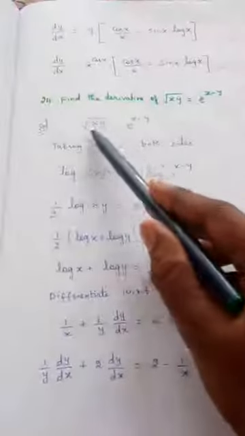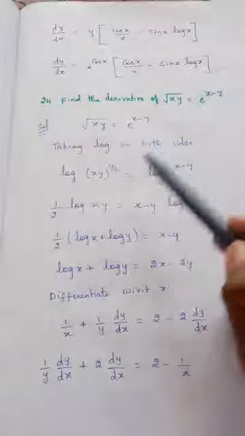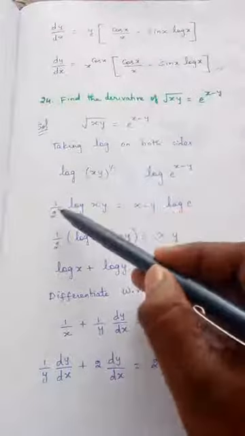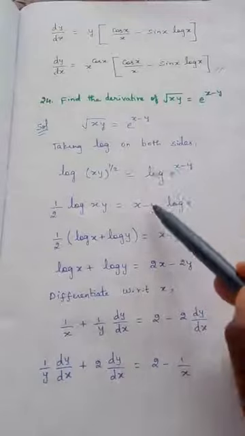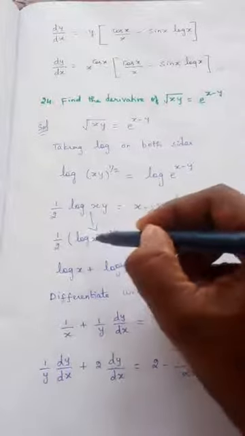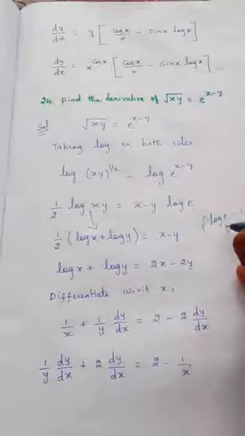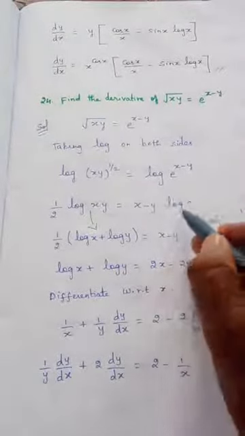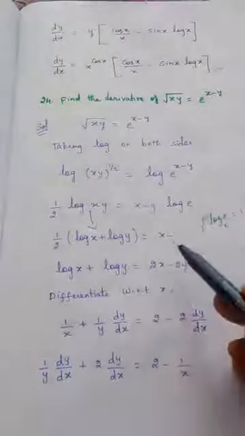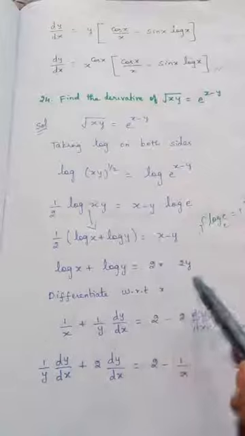So log, writing the square root as power 1 by 2, (xy) power 1 by 2 equal to, taking log on both sides. Power rule, 1 by 2 comes to the front. Power rule, x minus y comes to the front, right? So half of, using product rule, log xy is split as log x plus log y, and here we know log e, answer is 1, because log e base e, answer is 1. So this becomes 1, only x minus y remains. Cross multiplying this 2 to the other side, so 2x minus 2y comes.